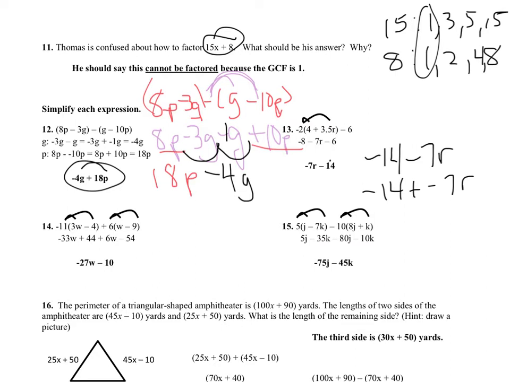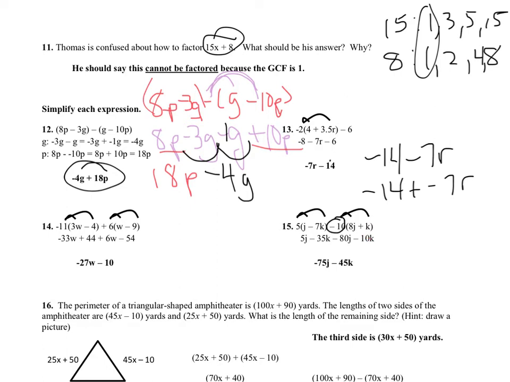Okay, big mistake here. People are going to forget the negative 10. So we're distributing the negative 10 to the positive 8j. Negative 10 times 8 is negative 80. Add on the j. Negative 80j. Negative 10 times positive k. Negative times a positive is a negative. 10 times k, just negative 10k.